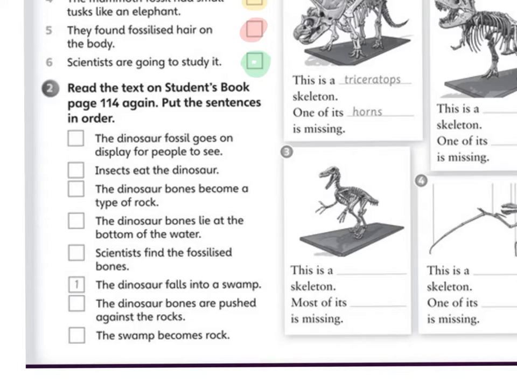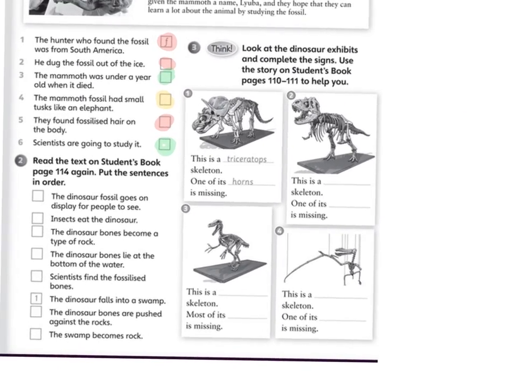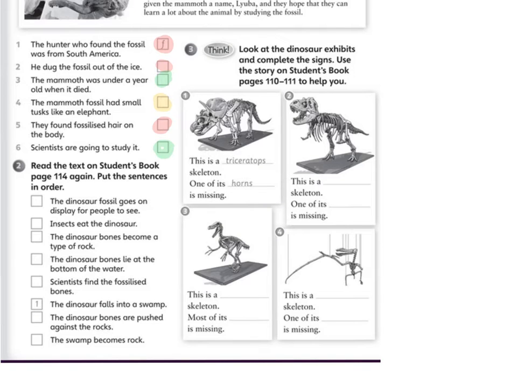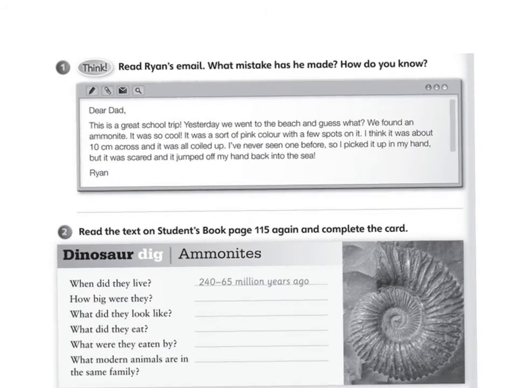The next activity is not something that you can see easily because it says think. This means that we cannot see the answer quite easily. Look at the dinosaur exhibits and complete the signs. Use the story on the student's book pages 110 to 111 to help you. So you have to read the time traveler story again, and by doing that, you have to complete the data. Please do it and we will check later in the class. Now we have more thinking problems. Oh my god, we have lots of thinking problems in this one.